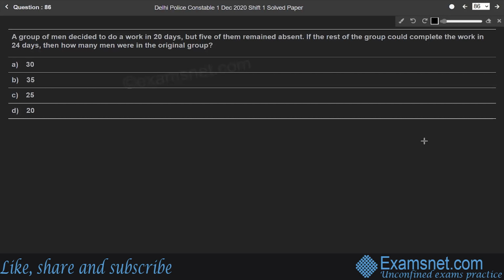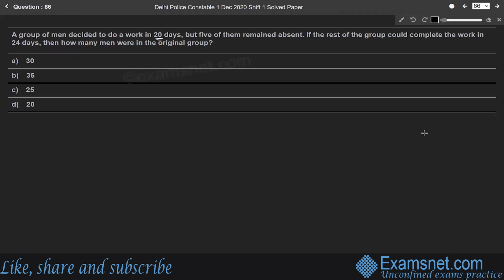Question 86. A group of men decided to do a work in 20 days, but 5 of them remained absent. If the rest of the group could complete the work in 24 days, then how many men were in the original group? So here there are two situations where a group of men completed some amount of work in 20 days. In the second situation, 5 men were absent and they took 24 days to complete the same amount of work, right?